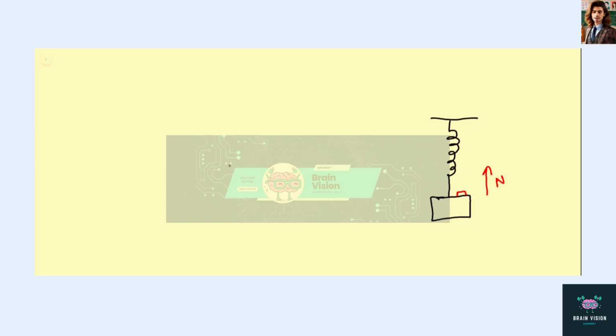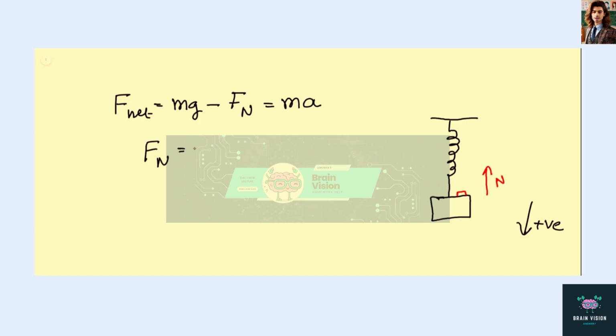If we take the downward direction to be positive, the net force on the penny will be F net equals mg, which acts downwards, where m is the mass of the penny, minus Fn, the normal force, and that is equal to the resultant acceleration a times the mass of the penny. Solving for the magnitude of the normal force, Fn is equal to mg minus ma.